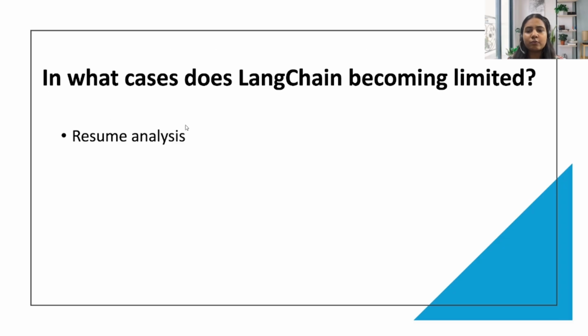So in what cases does LangChain become limited? Let's consider our resume analyzer. Suppose the AI scores the resume, and out of 100 we get 55. Then we immediately get the result, we hit our endpoint and get the result in a range from 1 to 10, right? So we get that range and that output.